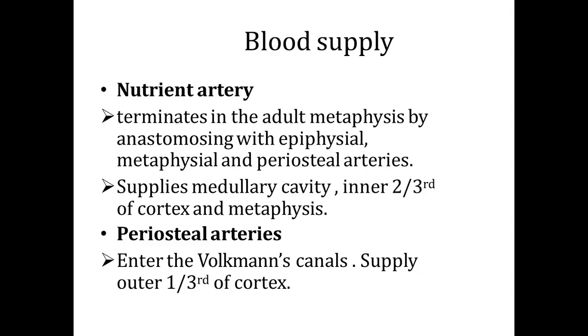The blood supply, usually the nutrient artery, terminates in the adult metaphysis by anastomosing with epiphyseal, metaphyseal, and periosteal arteries. It supplies the medullary cavity, inner 2/3 of the cortex and the metaphysis. Periosteal arteries enter the Volkmann's canals and supply the outer 1/3 of the cortex.